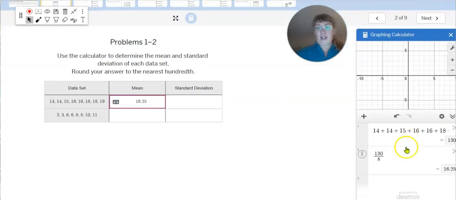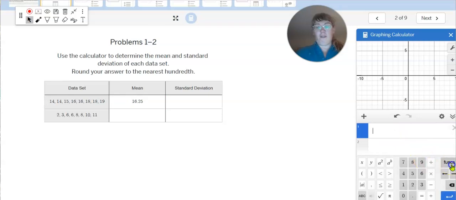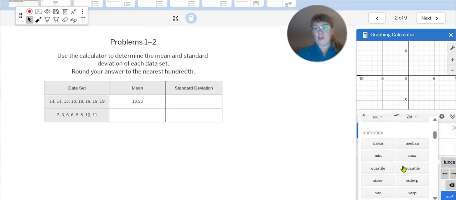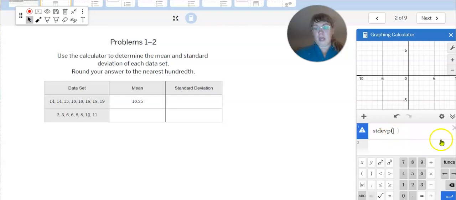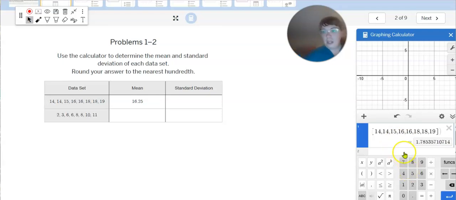Now we're going to find the standard deviation of that. So I'm going to close that out, and we're going to hit funcs, scroll down to standard dev p, and then put a bracket, and list this data set. 14, 14, 15, 16, 16, 18, 18, 19, close it, and there we go.